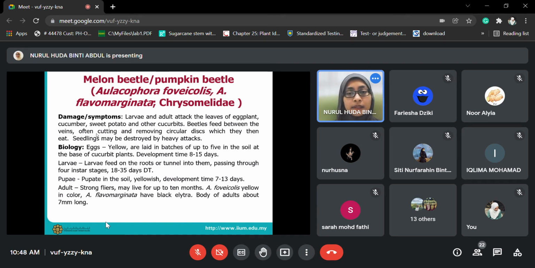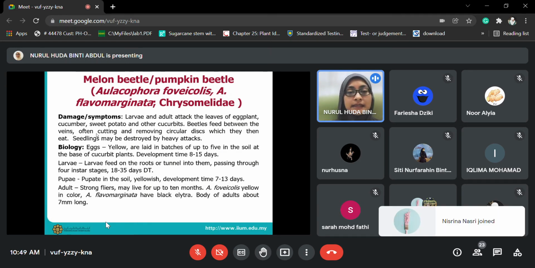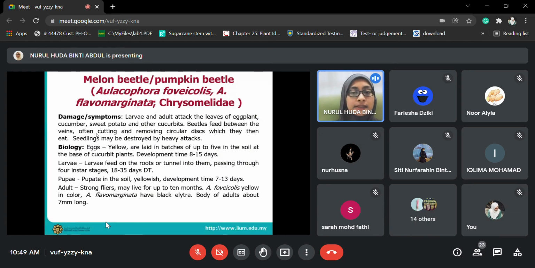And usually these insects, it can come out of nowhere. Maksudnya even pun katalah kamu duduk somewhere jauh daripada other area yang ada tanam this kind of cucurbits, but somehow this insect boleh pergi dekat your cucurbitaceae plant, even during seedling stages. Maksudnya kamu baru je tanam, tiba-tiba nampak dah kena attack by this insect.